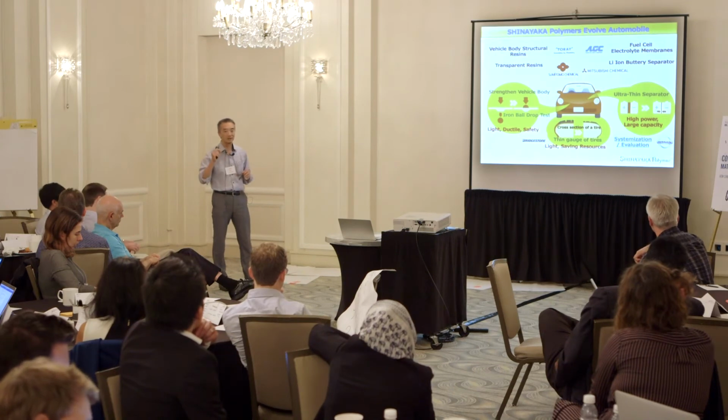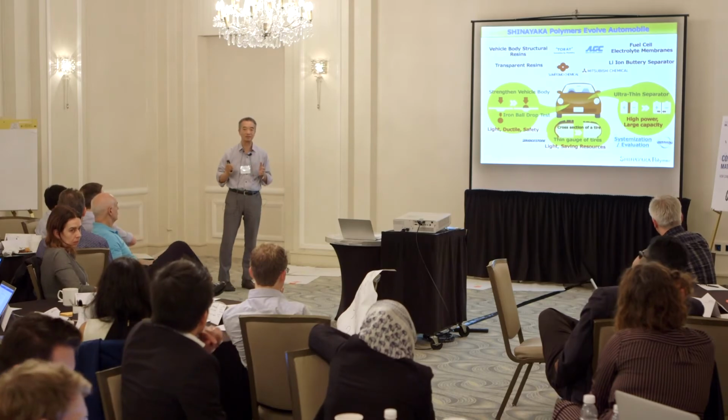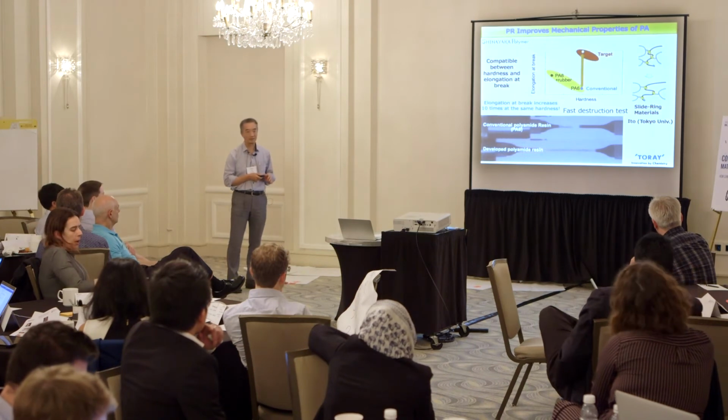Toray and Sumitomo Chemical created very, very tough polymers for automobiles, such as structural resins and transfer resins. Bridgestone's target is to reduce the thickness of tires by about half by creating very, very tough polymers supported by academia. And AGC and Mitsubishi Chemical are reducing the thickness of the separator and the membrane of the fuel cell battery and lithium-ion battery. And I'd like to show you some achievements by the companies.